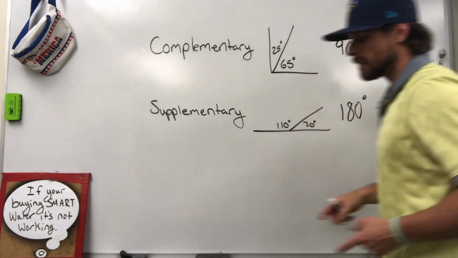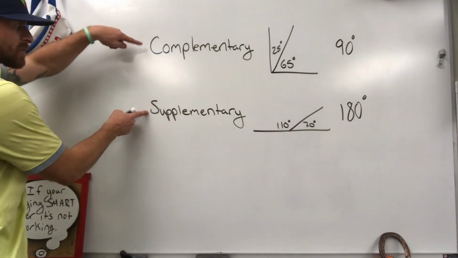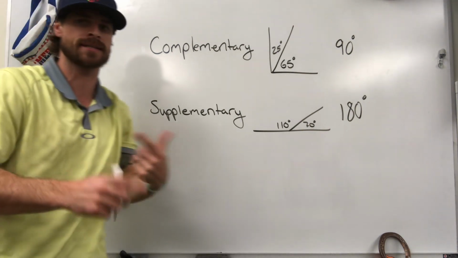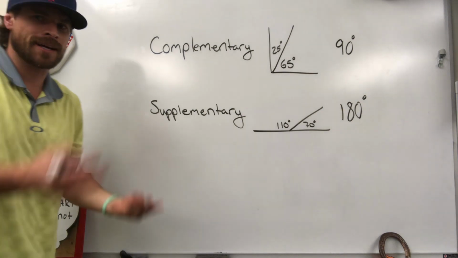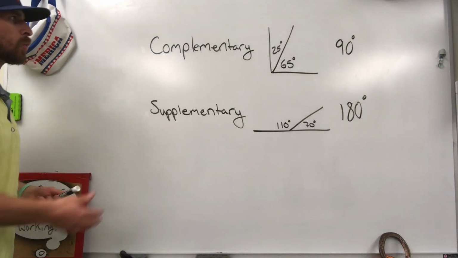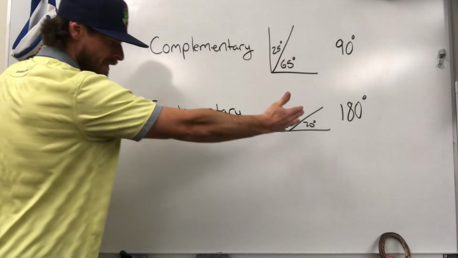But if 3 months goes down the road and you haven't dealt with these words in a while, and you haven't heard these words in your class spoken, and then the end of the year test comes up, chances are you're not going to remember which one's which. So I have a teacher tip to help remind you which one's complementary, which is the 90 degree, which one's supplementary, that's the 180 degree.